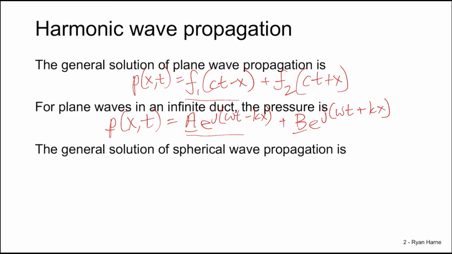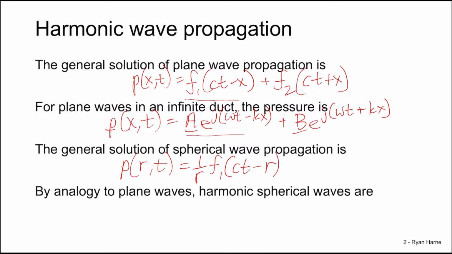Now, we found before that the general solution for spherical wave propagation was the acoustic pressure is a function of r and t, where r is the radial dimension, and it was equal to 1 divided by r multiplied by some unknown function f1 with argument ct minus r. So by analogy to plane waves, harmonic spherical waves we find to be written as complex pressure p, a function of r and t, and we see the analogy here so that we'll have this complex amplitude A, but it's now divided by r. The complex exponential remains the same, excepting the substitution between x and r. So it is e to the j(omega t minus kr).